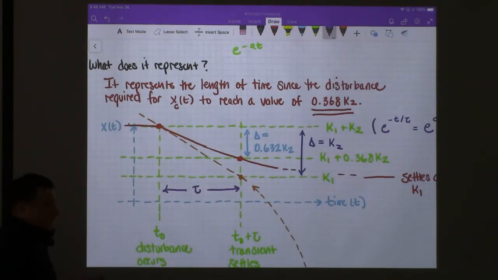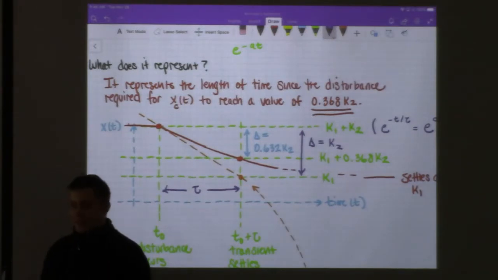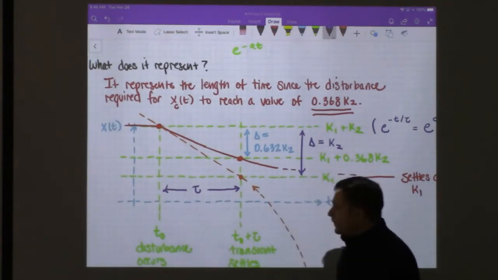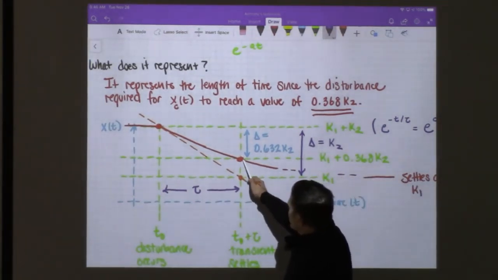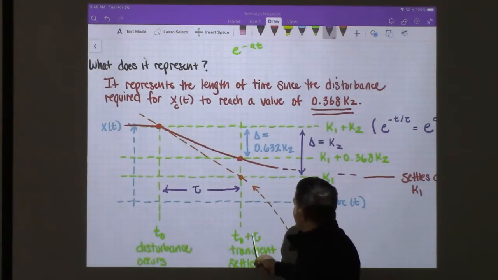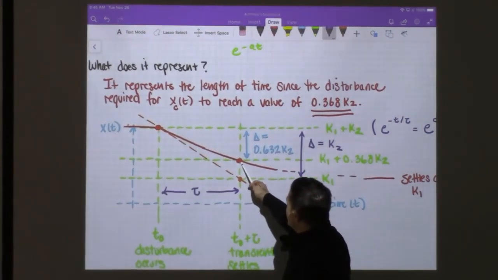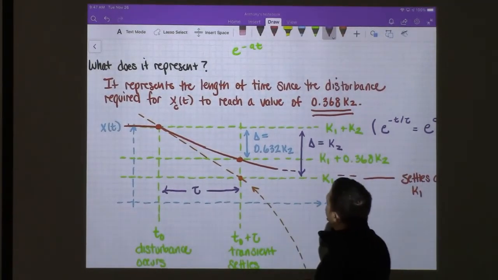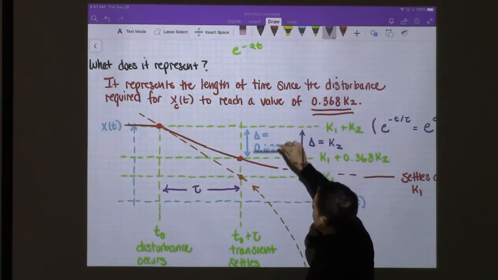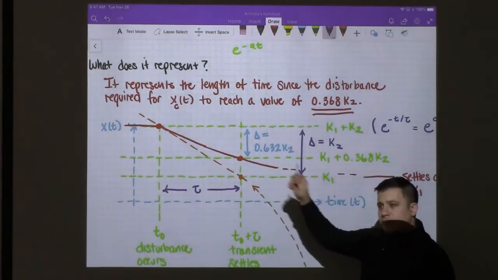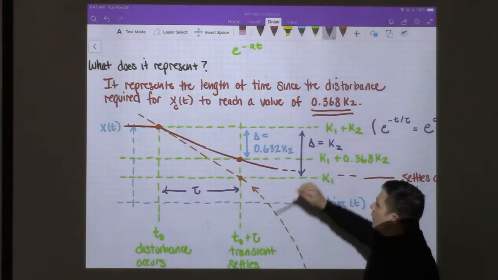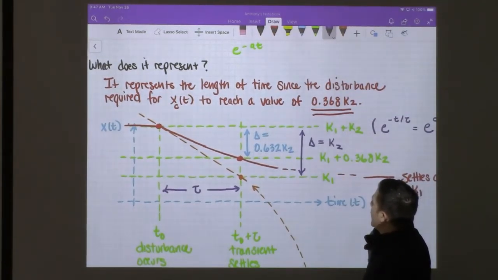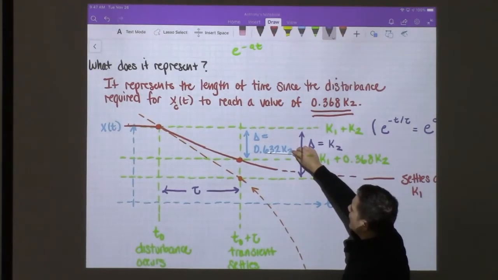Okay, so now that we're clear on where the transient starts and where the transient ends, we can talk about what the time constant means. So the time constant is right here. This is t0, this is t0 plus tau. And so the intersection is the value of the solution at tau. So what happens? Dropping from here to here is 100% of the transient completed, right? We're going from K1 plus K2 down to K1. 50% of the transient drop would be right about here.